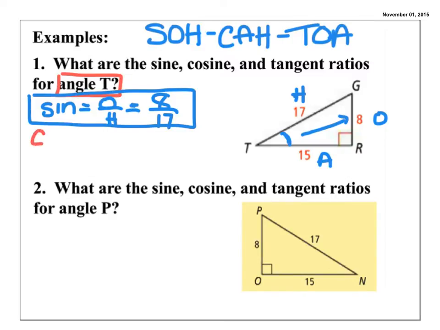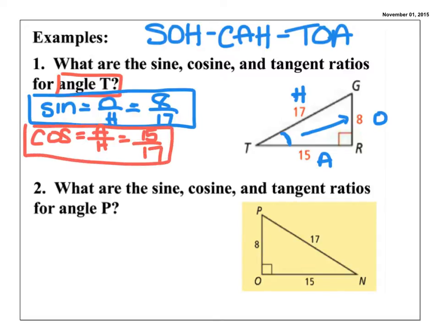So next up, we're going to look at cosine. And cosine is equal to adjacent over hypotenuse. So that's the CAH part of SOHCAHTOA. So I want adjacent and hypotenuse. So my adjacent is 15 and my hypotenuse is 17. So that's 15 over 17. And once again, 15 over 17 does not simplify because there is no common factor.